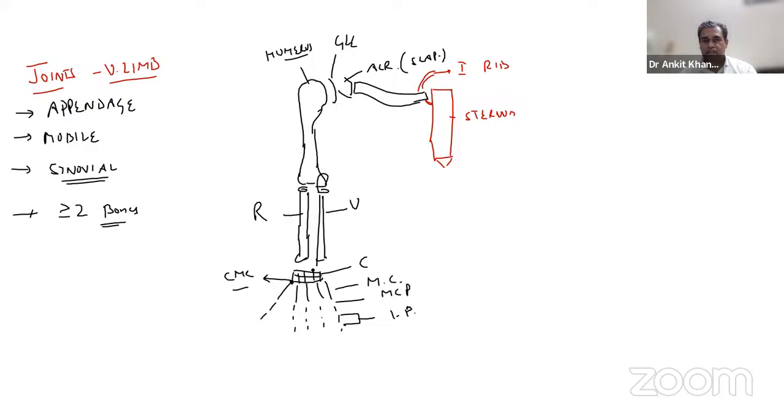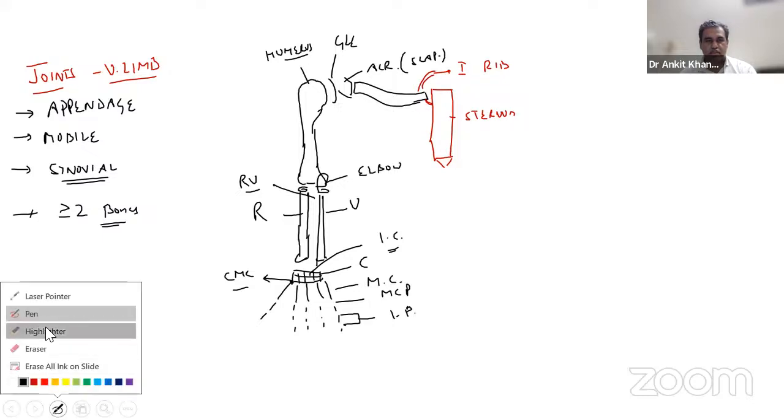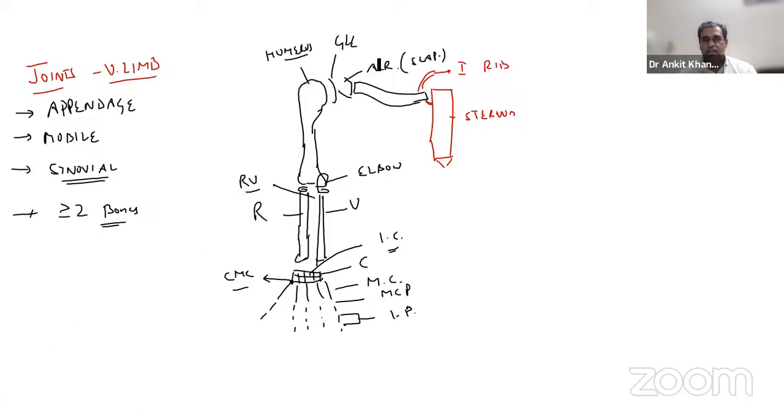Between the carpals, we will have the intercarpal joints. Between the radius and ulna, we will have the radio-ulnar joint, RU joint. Here we have the elbow joint. Just naming a few joints, and I'll try to highlight them also, the names of the joints only. Just give me a second. Let me use the highlighter. So we have this RU for radio-ulnar, the elbow joint. We have this area, the shoulder joint.